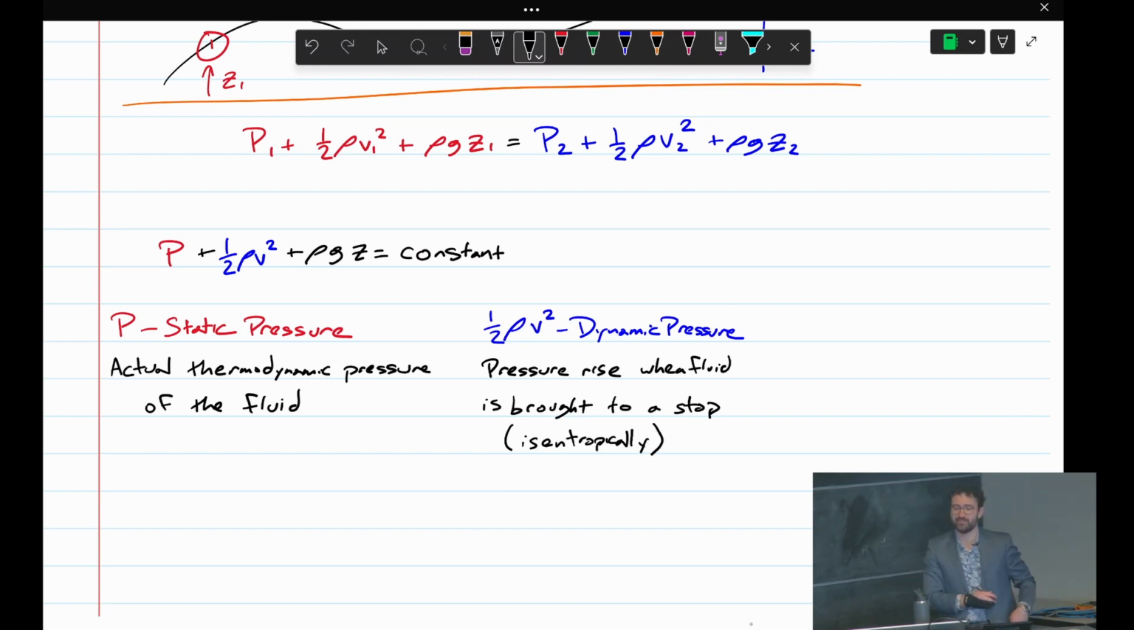So real flows, the energy equation becomes a little bit more complicated. You might remember we don't have any heat transfer in the Bernoulli's equation, so everything's kind of isothermal, no heat transfer, everything's isentropic. You'll see later. So the third term here is just rho gz, and that's what we'll call hydrostatic pressure.